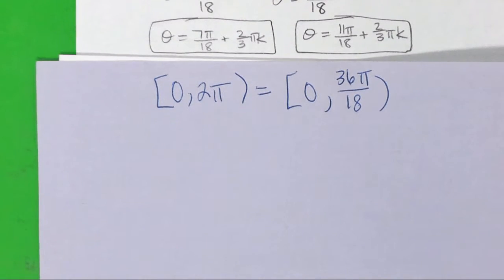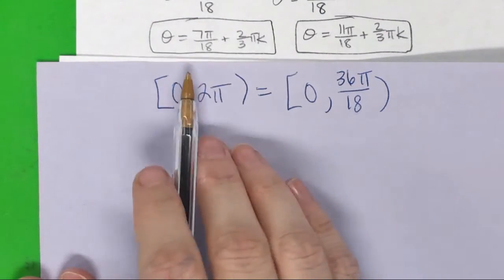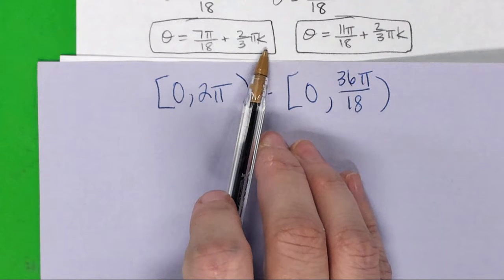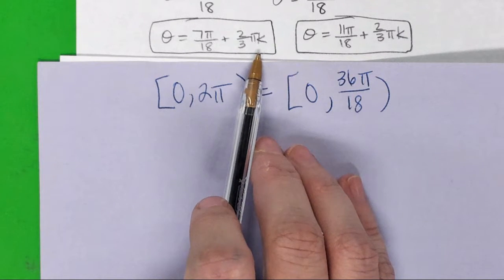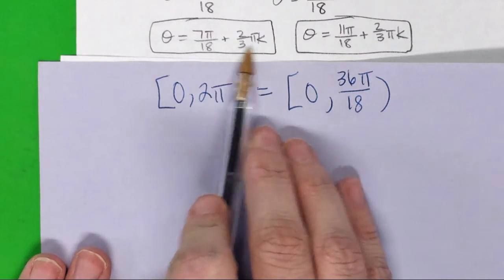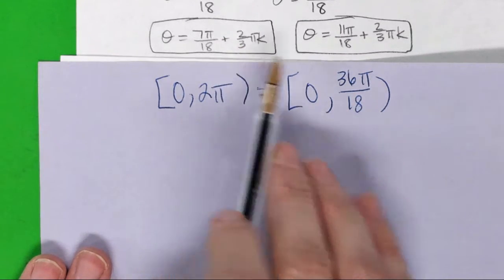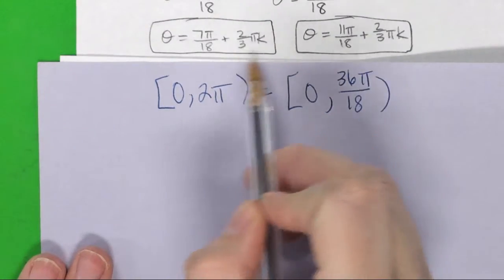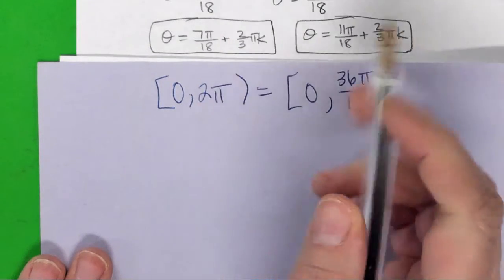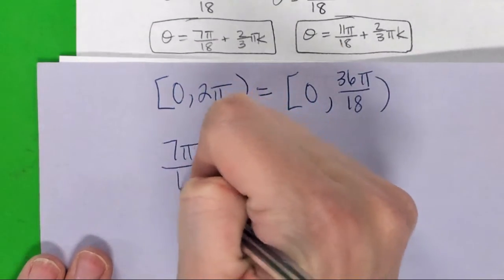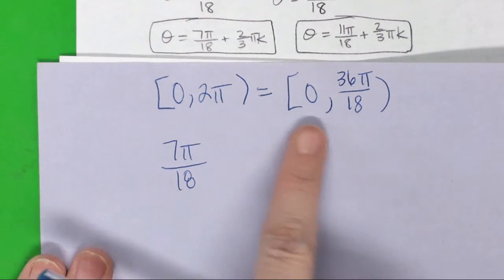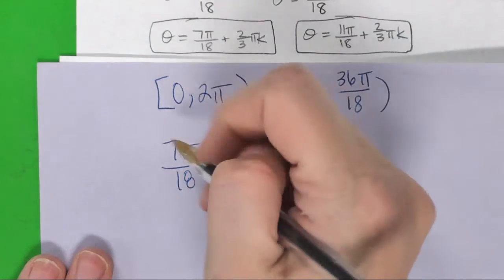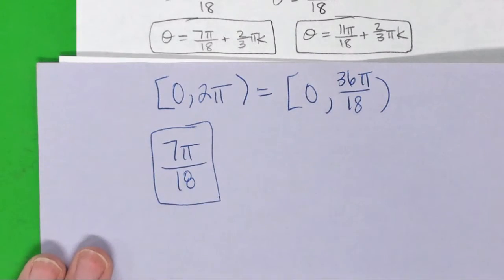Now, if I want to find everything that's in the interval, just like we did yesterday when we were finding the specific solutions, do you guys remember what we did first with the k value? What did we plug in? 0. So if you plug in 0, then Megan, what are we going to be left with? So this whole part would be 0, right? Yep, so 7 pi over 18. So we want to ask ourselves, is 7 pi over 18 in our interval? Is 7 pi over 18 less than 36 pi over 18? Yes. So this is going to be one of our solutions.